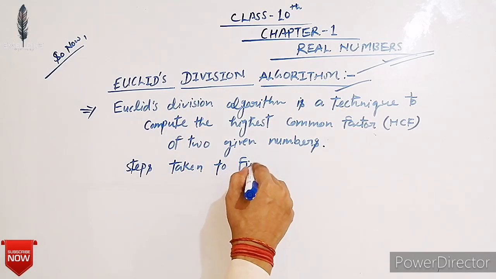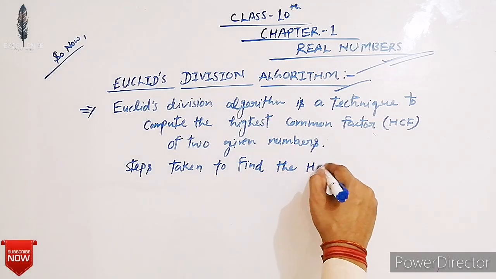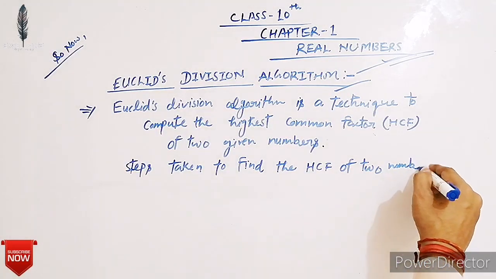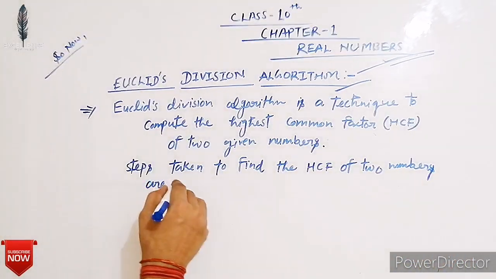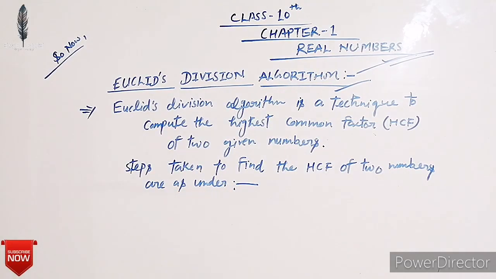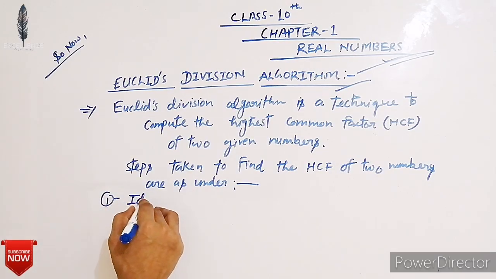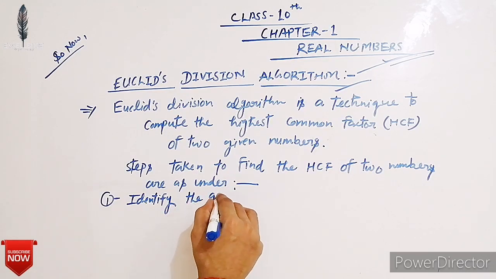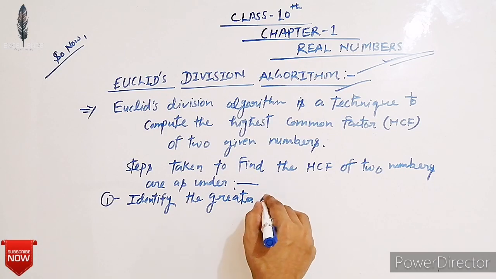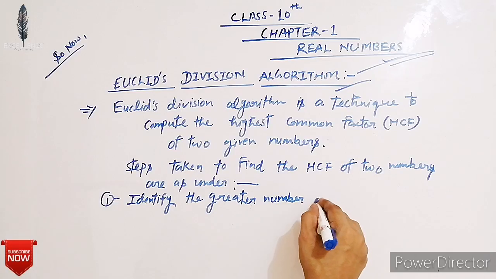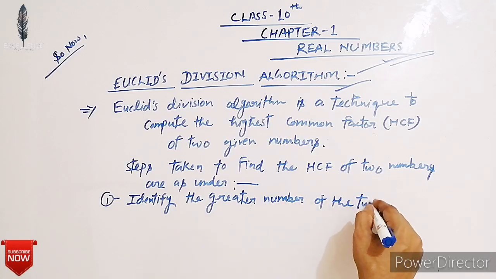So here, the steps taken to find the HCF of two numbers are as under. First step is to identify the greater number of the two. First of all, identify the greater number from the given numbers.